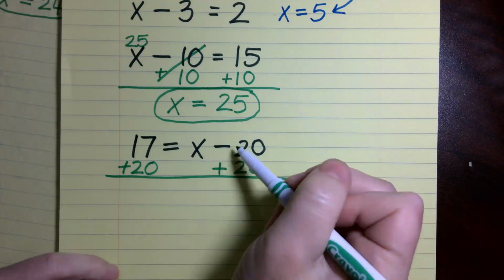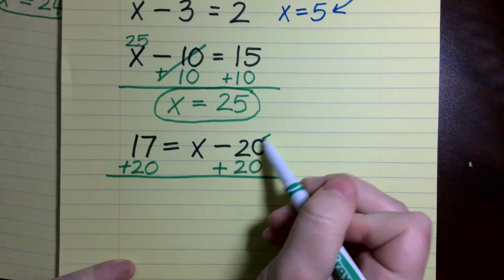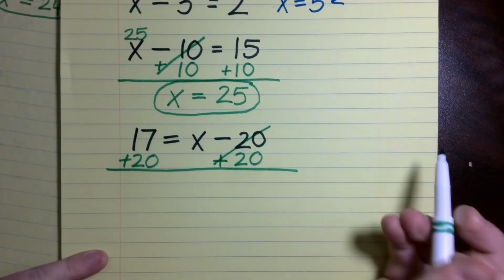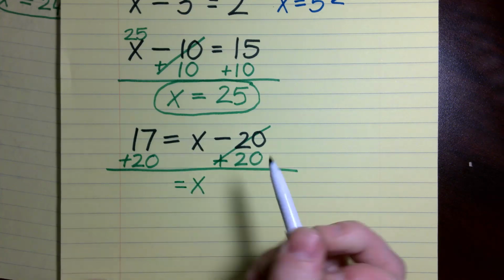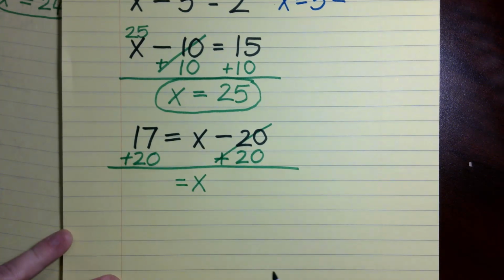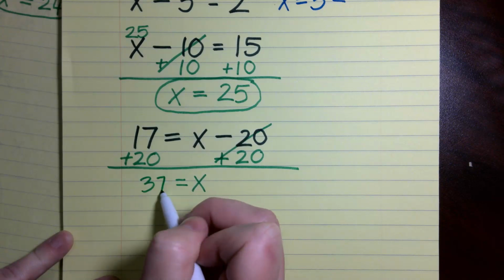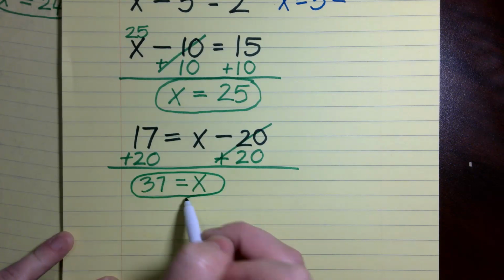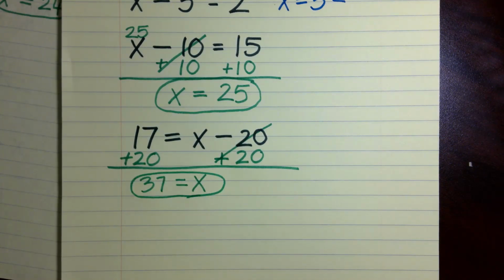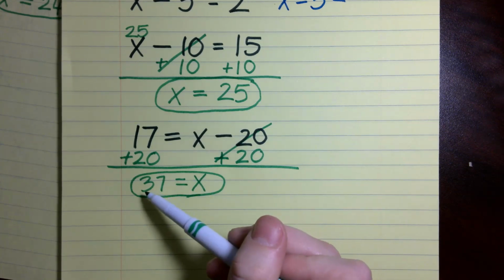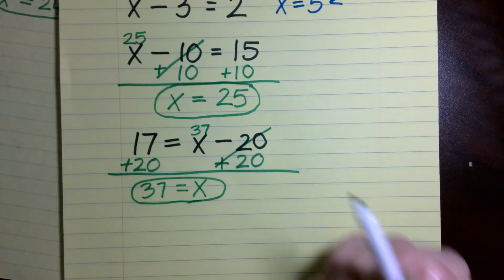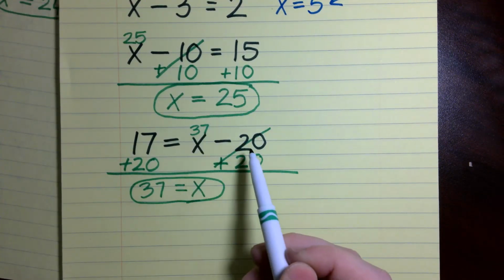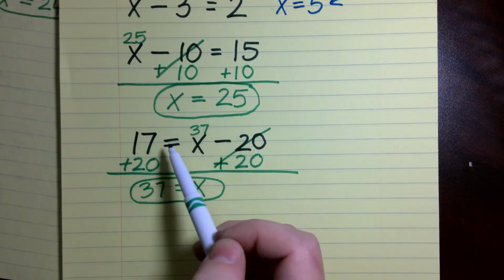Okay, so my minus 20 and my plus 20 cancel out, so I'm going to cross them off. Then I'm going to bring my things down. I've got x, I've got equals. What is 17 plus 20? 37. Good. And same thing, if we plugged 37 back into this equation, 37 minus 20, you bet, it is 17.